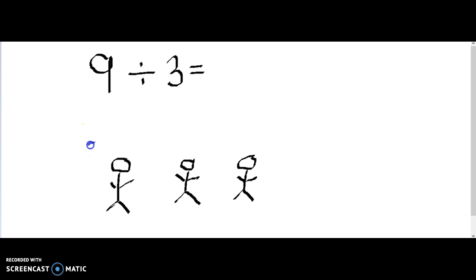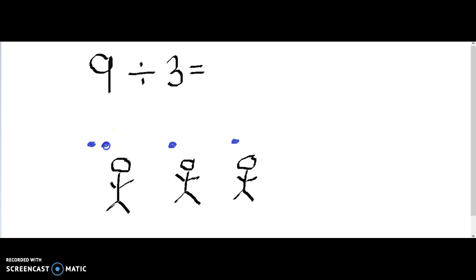So let's give 1 piece of candy to this friend, 1 piece of candy to the second friend, and 1 piece of candy to the third friend. So 1, 2, 3 pieces of candy. Now that's not 9 yet, so let's see if we can keep going.